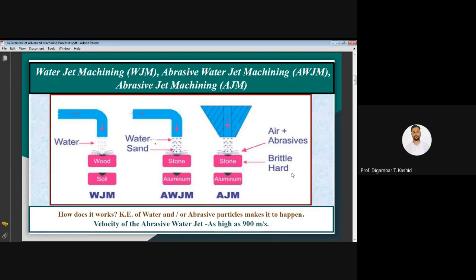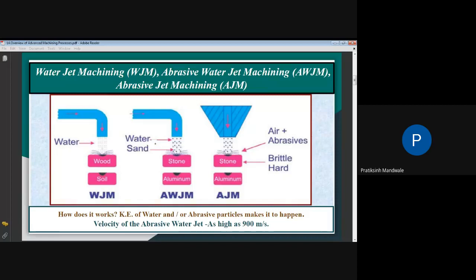Okay, so I think you got the principle behind these three processes. Have you understood or not? Say yes or no in the chat box so that I can proceed further. If yes, I can proceed further. If no, I can repeat once again.